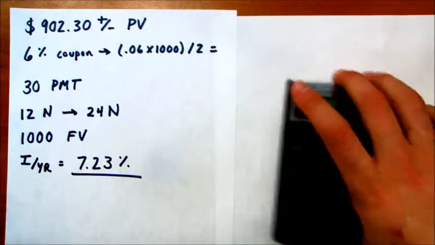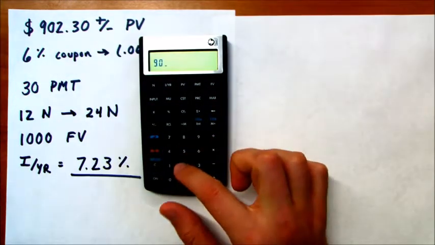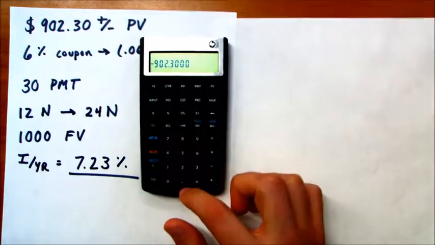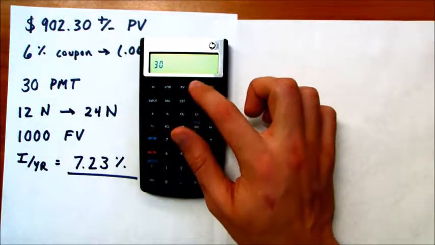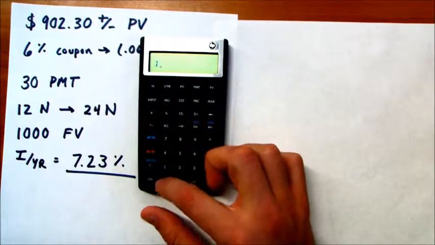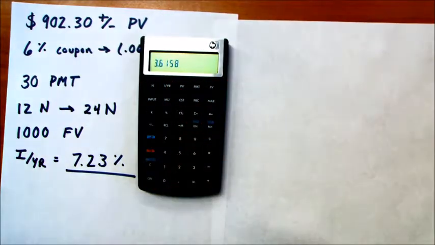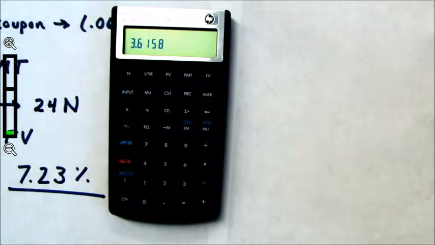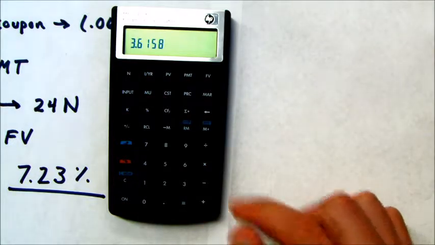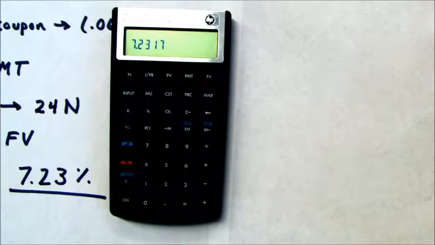Now to show the calculations in the calculator. 902.3 plus or minus present value, 30 payments per year, 24N, 1,000 future value. Now solving for the interest, we see that it is 3.6158%. But now since it is semi-annual, we must multiply this by 2, giving us the final answer of 7.23%.